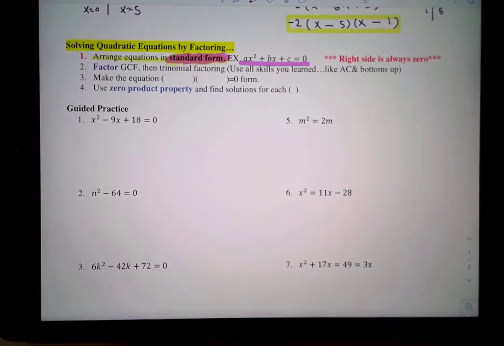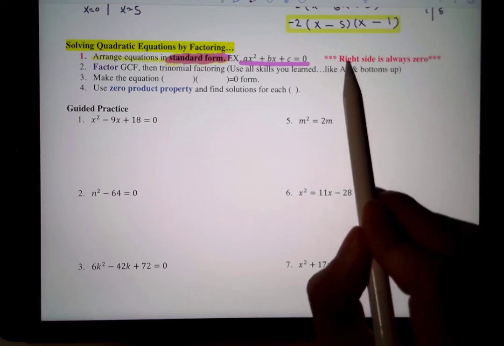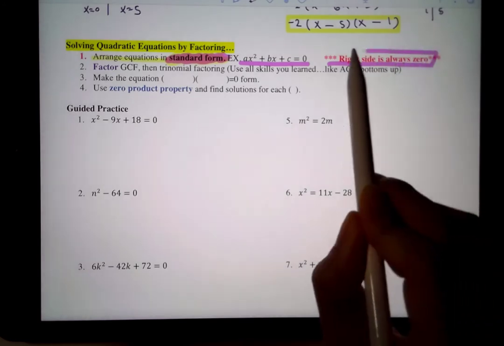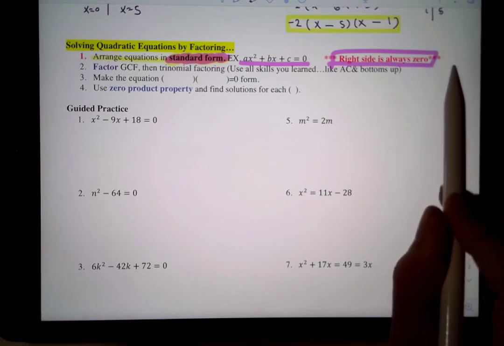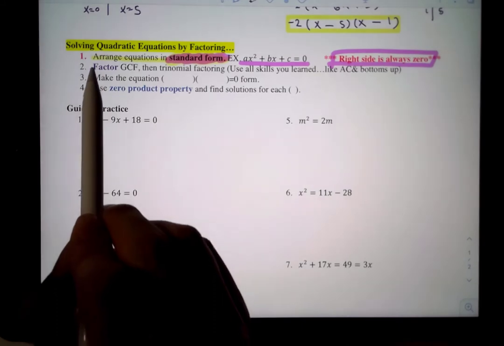So if you have any like terms, on the left side or right side, in different order, we always need to arrange them in order, all right? And then your right side is always 0, okay? That's always 0. And you factor GCF.